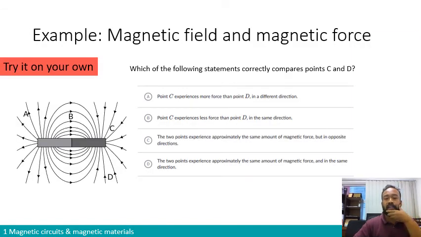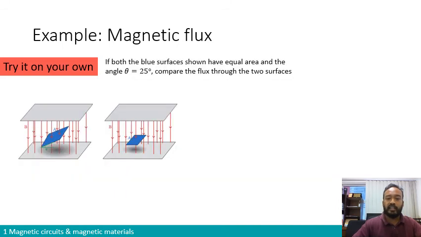Here we have several quick questions that you may try on your own. You may look at the slide inside the Google Classroom. It is a kind of formative quiz that will allow you to check your understanding of the subject presented today. So for example, which of the following statements is correct that compares points C and D inside a magnetic field created by this permanent magnet? So you may answer it. There is an answer already.